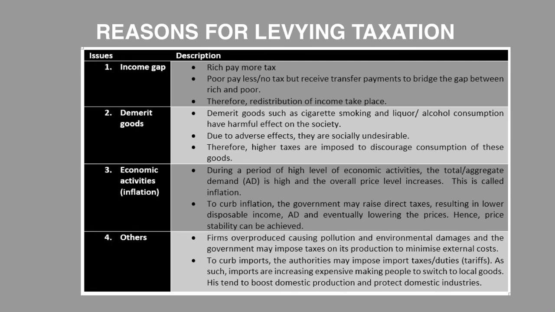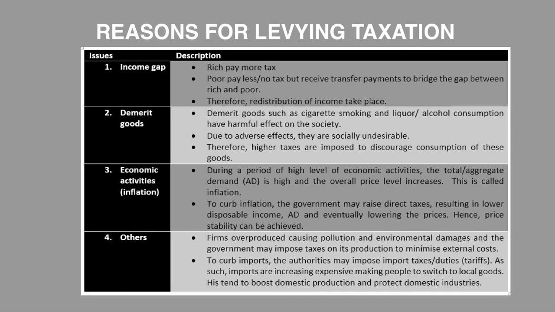Number 3: during a period of high level economic activities, the total or aggregate demand is high and the overall price level increases, which will cause inflation in the country. In order to curb inflation, the government may increase the direct tax, resulting in lower disposable income and lower AD, therefore price stability can be achieved this way.